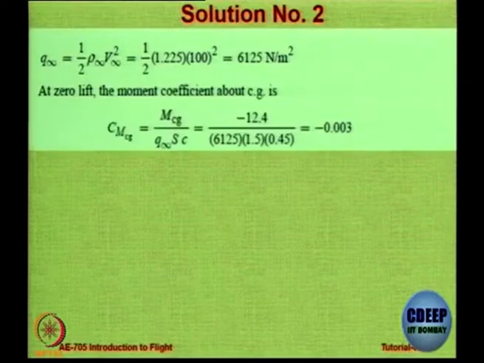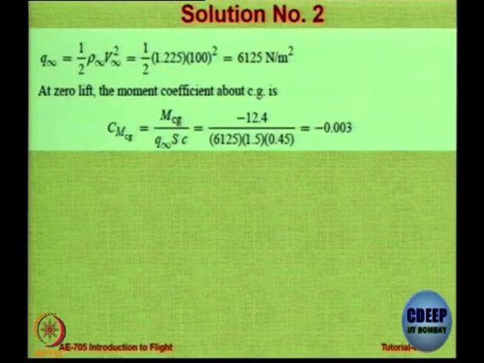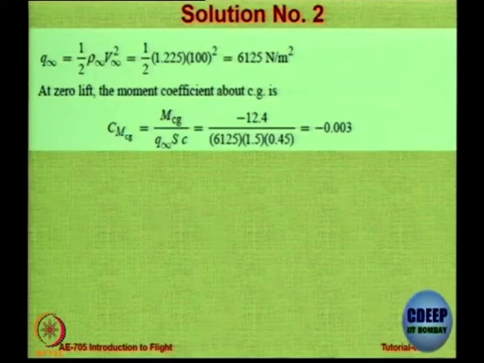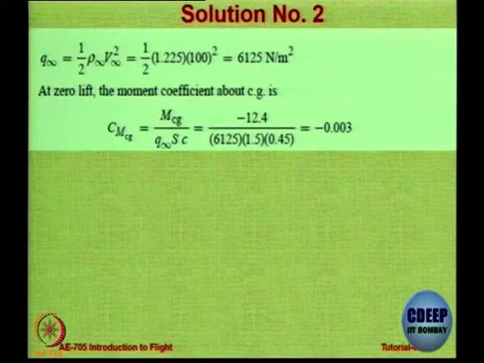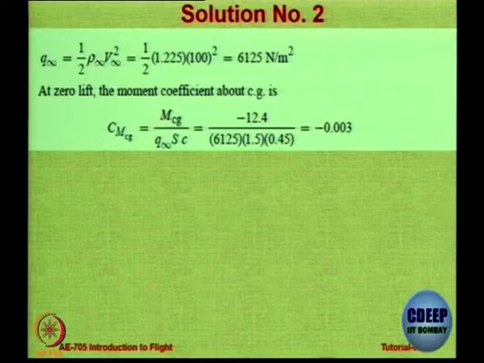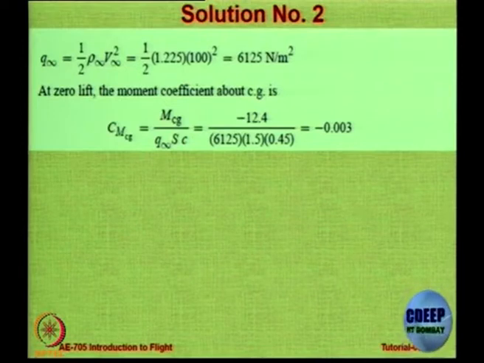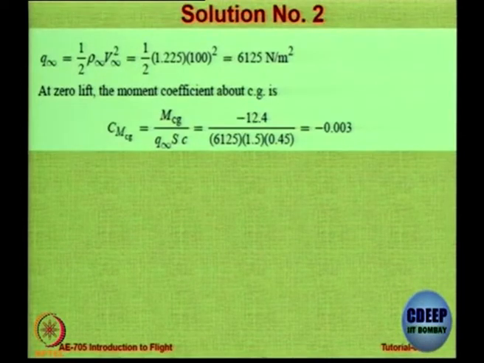Now, when you have zero lift, at that time CmCg will be equal to L, which is 0, into xAc plus mCg. So mCg upon q infinity Sc. So q infinity is known, S is known, c is known. So you can get the moment coefficient about center of gravity at 0 lift, which is minus 0.003.